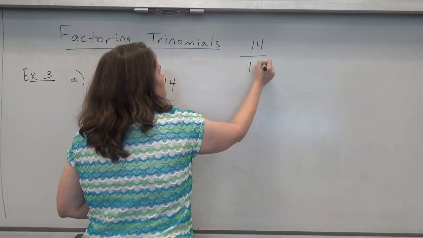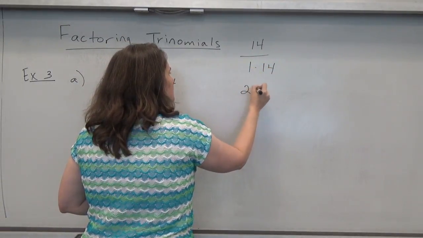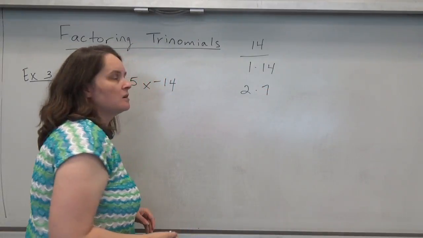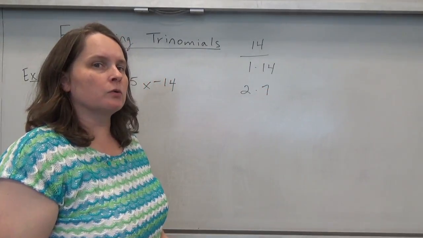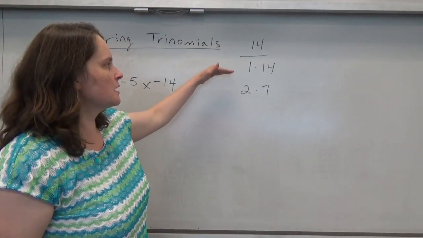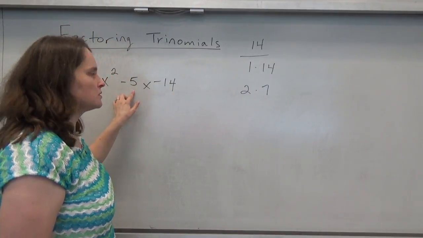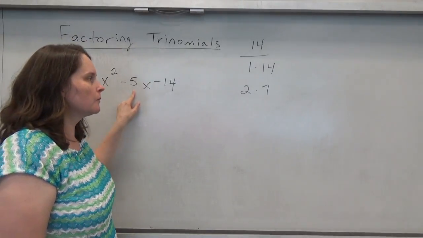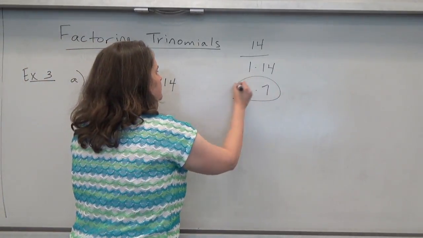Well, you can do 1 times 14, or we could do 2 times 7. There are not any other choices when we're factoring 14. So that makes it kind of easy for us. Which pair of factors can we use to add or subtract in order to get a negative 5 here in the middle? We're going to have to go with the 2 and the 7.